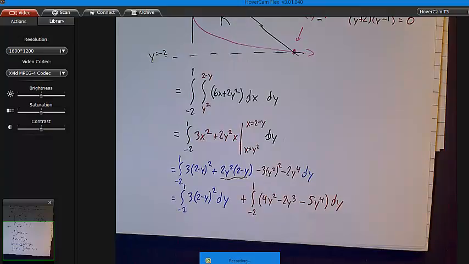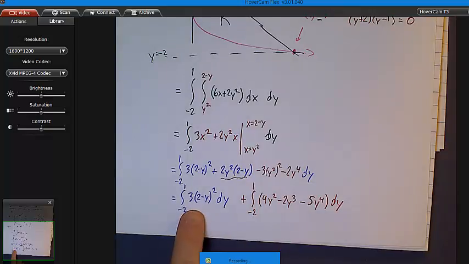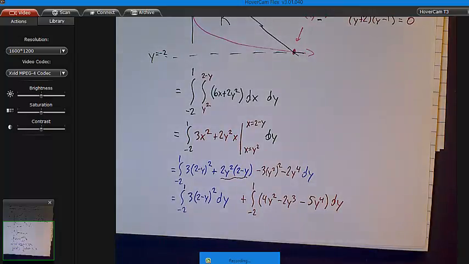How many are with me so far? Okay. And why did I treat them separately? I think the brown one's easier. The blue one, what I'm thinking of doing is a substitution. What do you think I'm going to substitute?